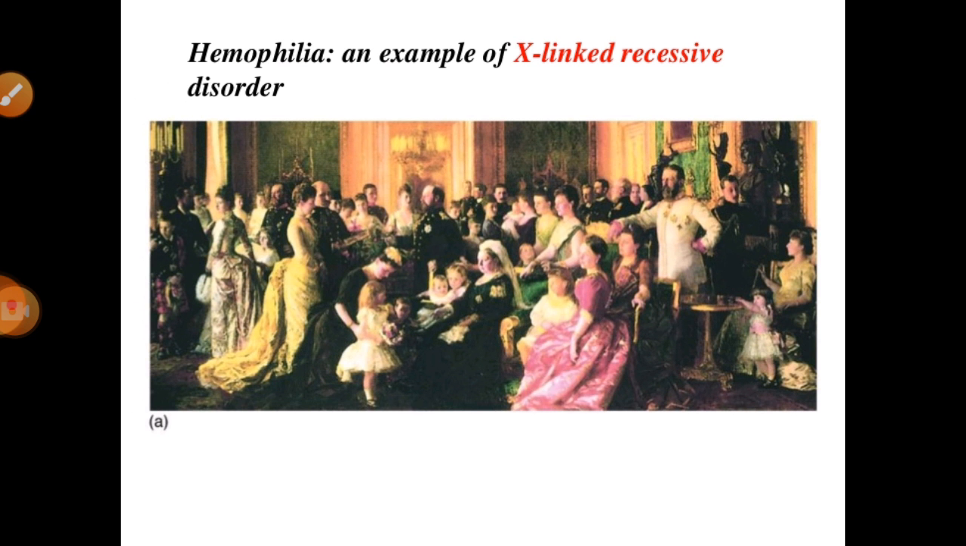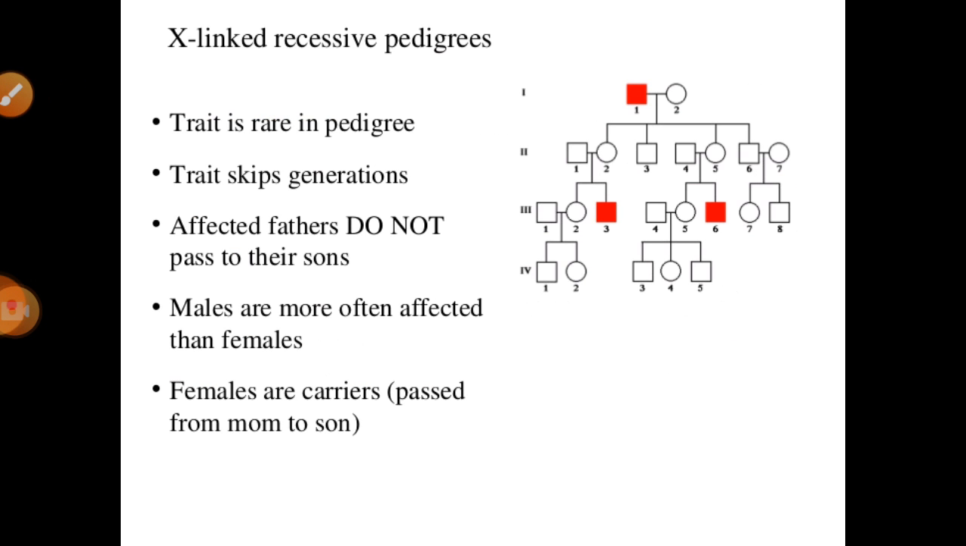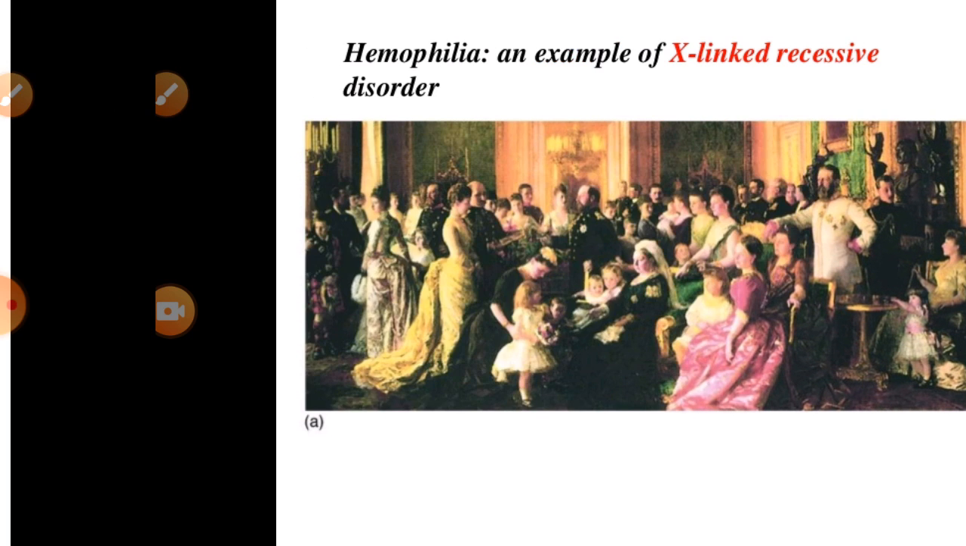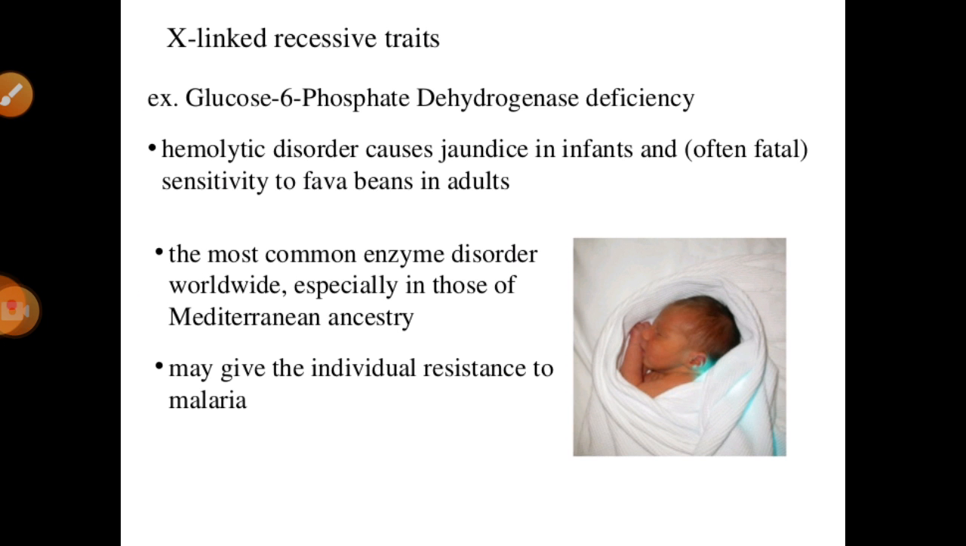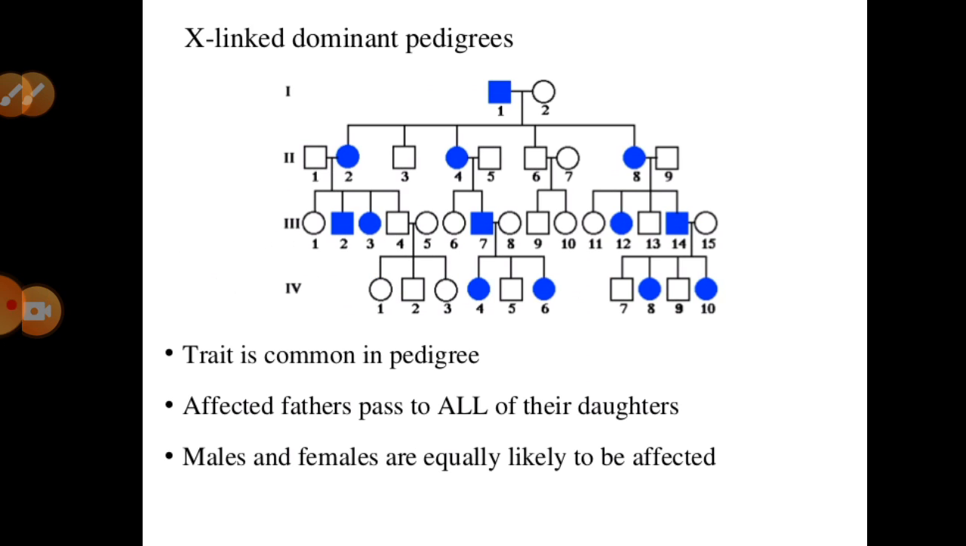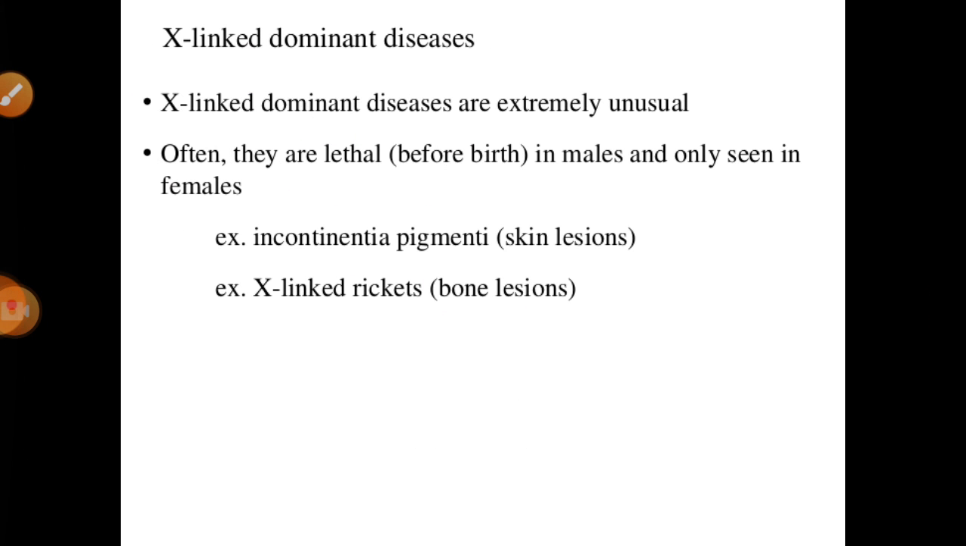In X-linked recessive, generally you will find that the disease is always transferred from the mother. Males are more often affected than females. Why does this happen? As we all know, the female is a carrier of this disease. So, for example, hemophilia is an X-linked recessive disease. This way, these are different diseases which can be analyzed with the help of pedigree analysis.